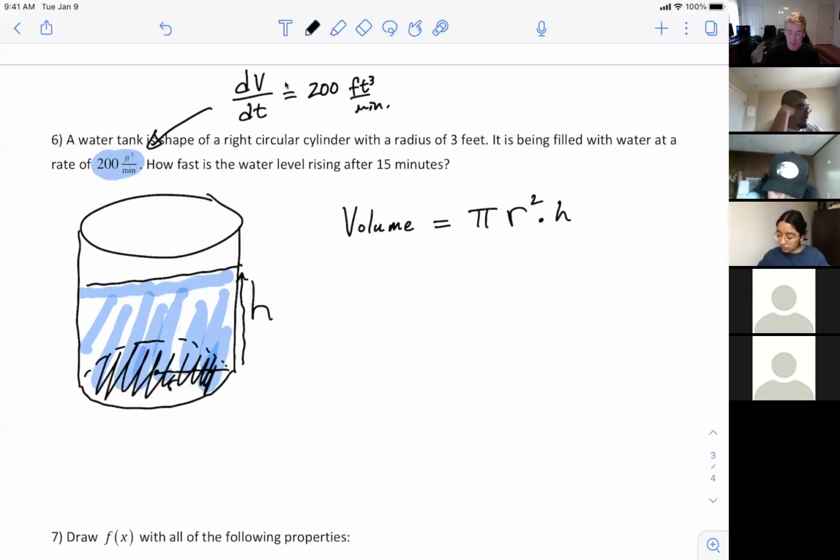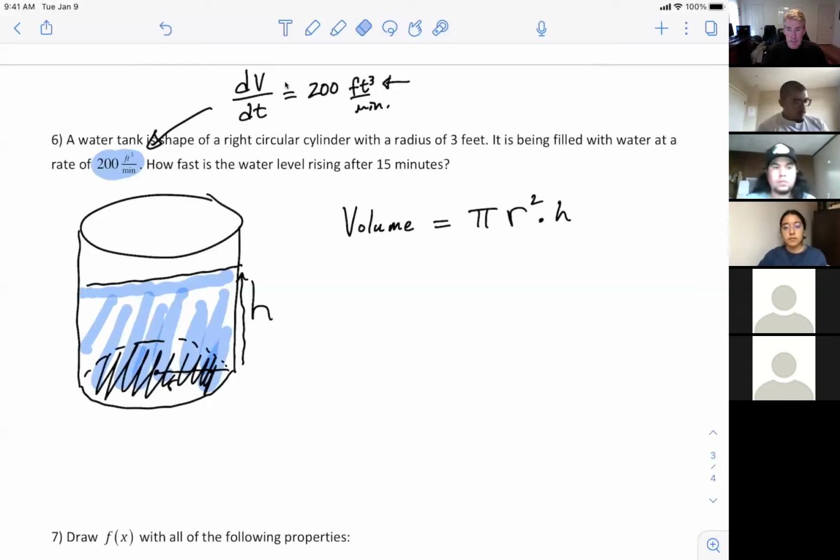I'm pretty sure I mentioned this last time, but always make sure that the units are the same. So feet and feet. If this one had been given in inches, then you'd have to change it, 3 out of 12, so it'd be 1/4 of a foot. But this one is given in feet and feet, so we don't have to worry about that. Okay, that's the general formula.